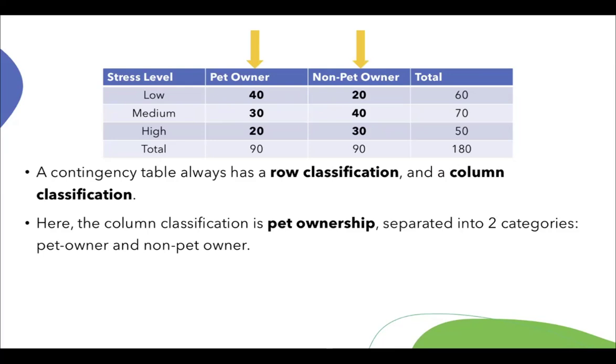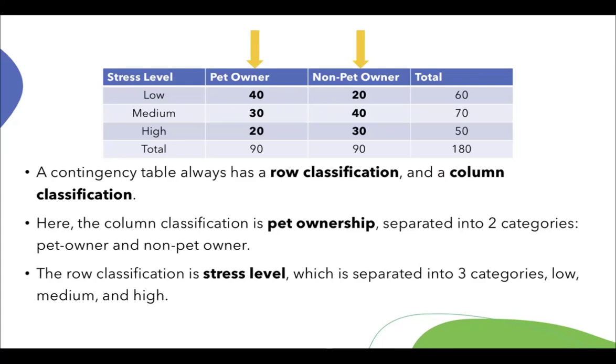And we have a row classification as well. It's the stress level, and there are three categories: low, medium, and high.